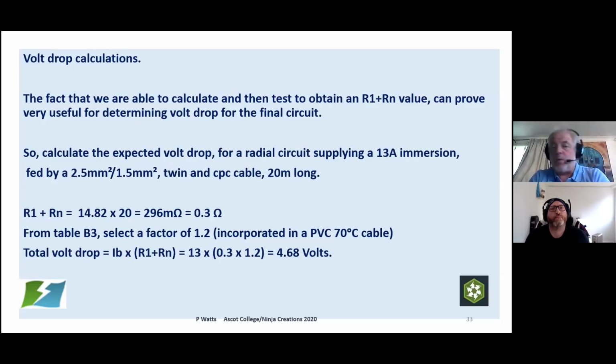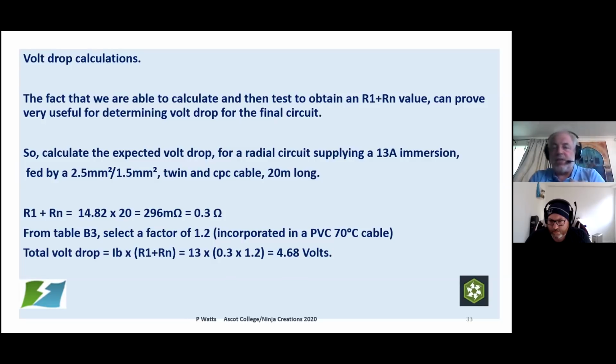Remember, with volt drop, we're looking at 3% for lighting, 5% for all other circuits. If it's off a public supply, a DNO, if you've got your own private supply, you can increase both of those by 3%. Happy days. So for lighting circuits, we're looking at a maximum of 6.9 volts. We're looking at 11.5 volts for every other circuit. So this value of volt drop, 4.68 volts, is well within both of those. So happy days, we're well in.